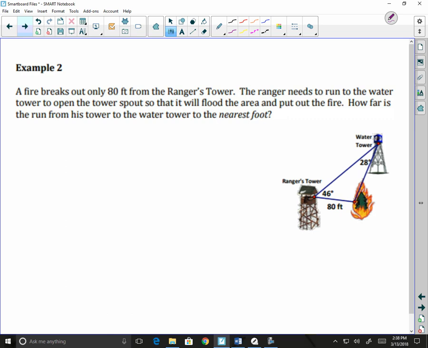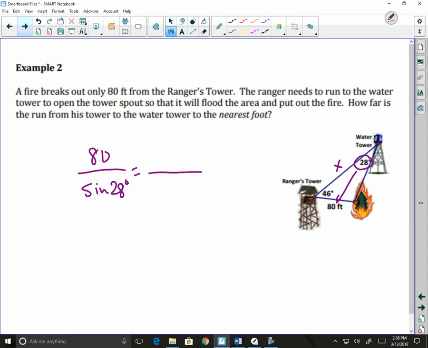So here's the next question. It says a fire breaks out only 80 feet from a ranger's tower. The ranger needs to run to the water tower to open a spout and so on. The picture tells us pretty much everything. It says how far is the run from the tower to the water tower? So we want to know this side. That's going to be my variable x. I see one matching pair of 28 degrees and 80 feet. These are opposites of each other. So I can say 80 over the sine of 28.